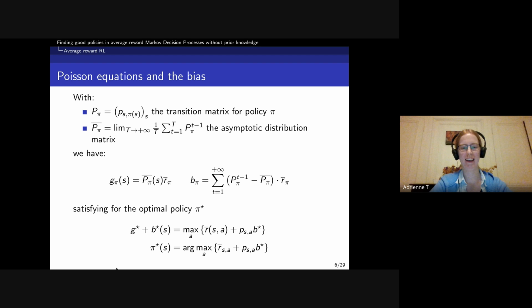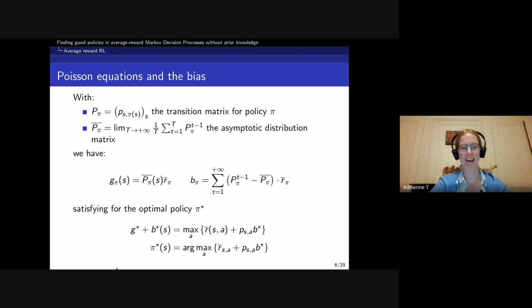And with that, you can say that the gain, the thing we want to maximize, the Cesaro mean of the rewards, is going to be that asymptotic distribution matrix times the mean reward vector. Beyond that, you can also define the bias. The bias is kind of the value function in the other settings, but not really. The bias vector will basically quantify how happy you are to be in a state compared to the others. It's a vector of size S, defined by the difference between the immediate reward and the asymptotic reward.